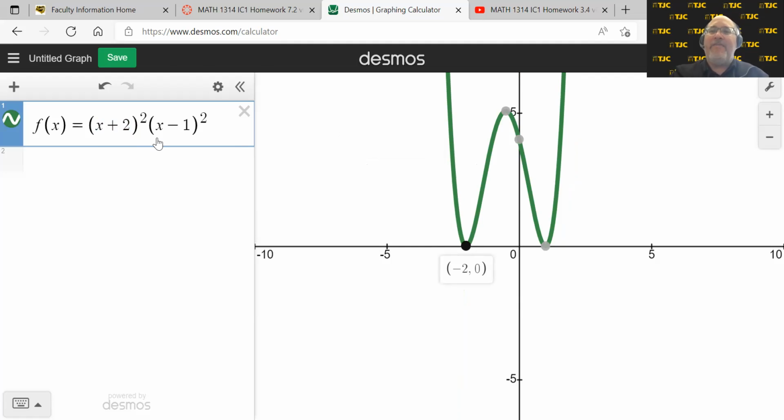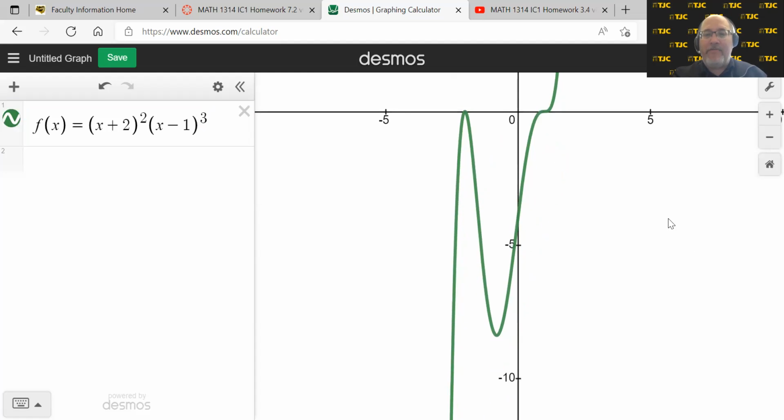So does this mean that having a power causes you to touch the x-axis as opposed to cross the x-axis? Well, we can test that, but be careful. We're using the same powers on both of these. Maybe different powers do different things. Let's try raising this power to 3.